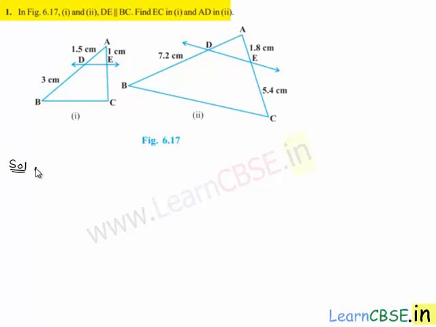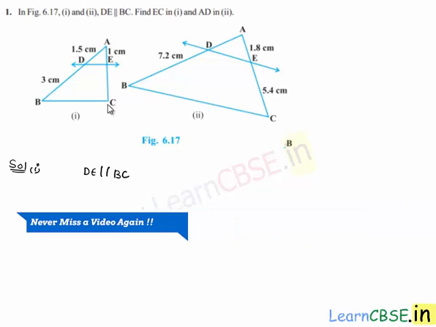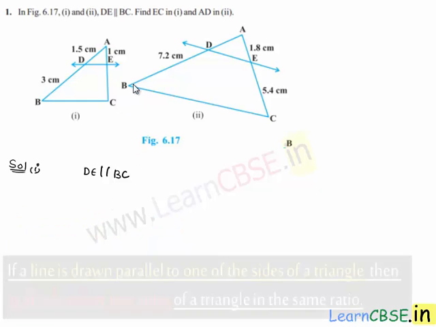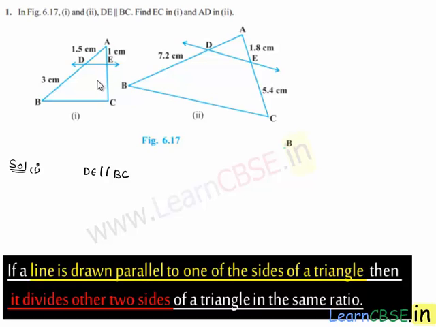Let us consider the first bit. Here it is given that DE is parallel to BC and we are asked to find the value of EC. From the basic proportionality theorem, we know that when a line is drawn parallel to one side and passing through the two other sides of the triangle, then the line divides the two other sides in equal proportion.